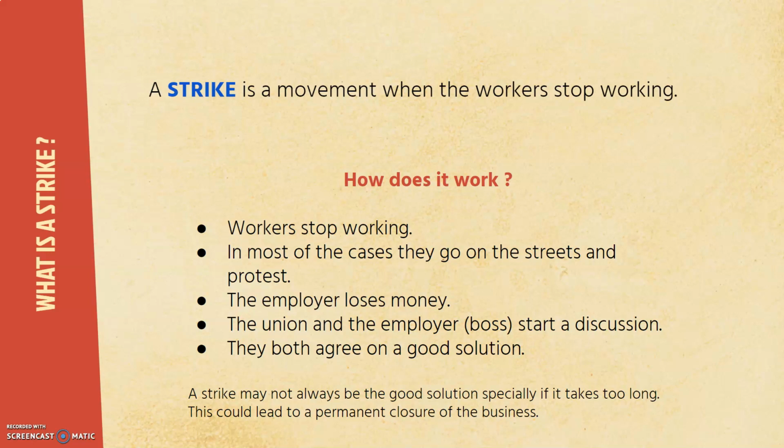Les grèves existent encore aujourd'hui partout, aussi pour les grandes entreprises. So when a strike happens, the workers stop working. And let's see, how does it work? Well, first, workers stop working. Two, in most of the cases, they go on streets and protest. Donc, dans beaucoup de grèves, les travailleurs protestent. Donc, plutôt que de rester chez eux et ne rien dire, ils vont dans les rues et ils protestent pour demander quelque chose qui ne va pas bien.